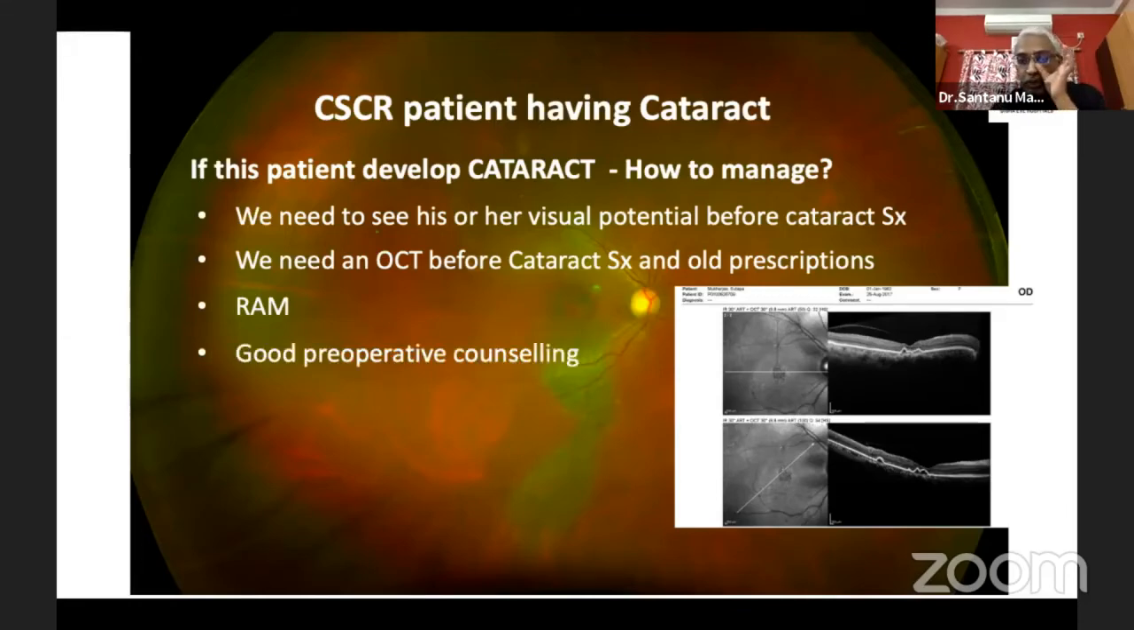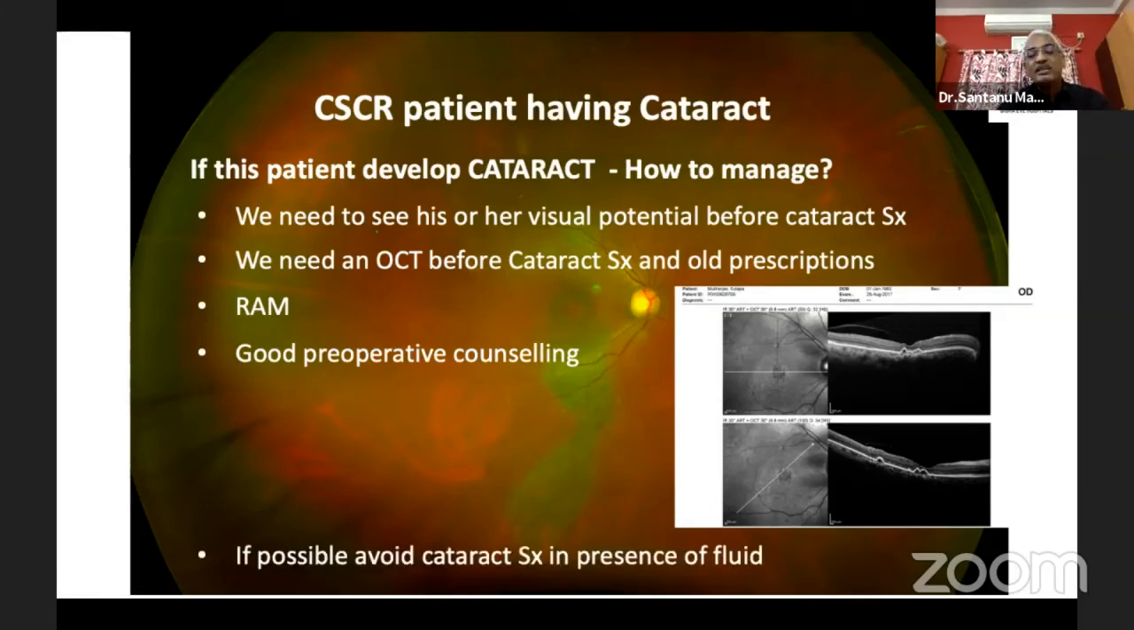Good preoperative counseling. I would suggest that good preoperative counseling is mandatory in this patient because all the patients have the expectation that after cataract surgery I can see fine. But preoperatively, if we counsel this patient, okay, see your retina is damaged and you can see well after cataract surgery, but not as much as you expected, that is very good for post-operative, avoiding any odd behavior from the patients, and for happy patients. And if possible, avoid cataract surgery in the presence of fluid.